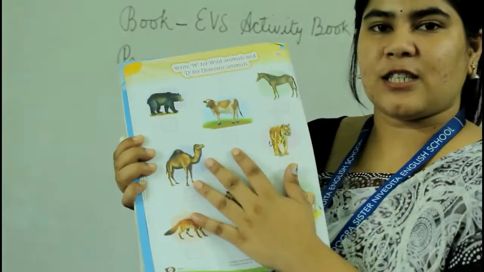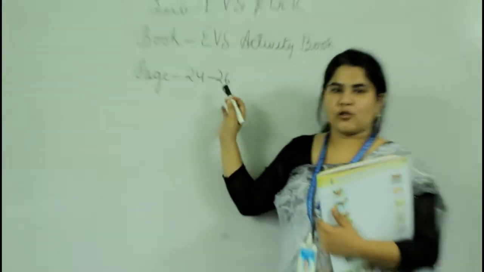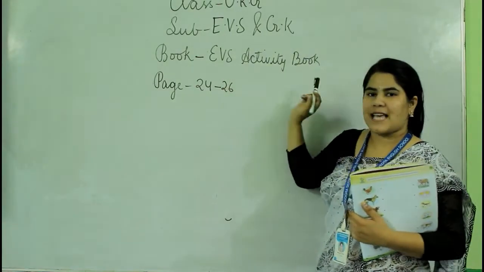So that's all. In this way you have to do this page also. So the homework is page 24 to 26 of the book, EVS activity book, okay.